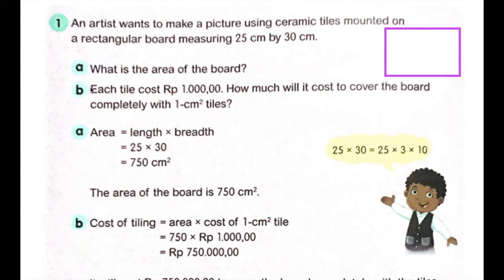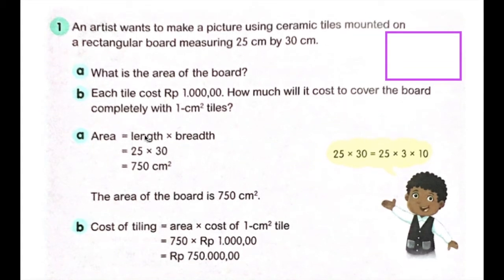Okay. And then, let's just do A first, yeah? The area is length times breadth. So, 25 times 30. This is 25, this is 30. So, 25 times 30, the 0, we cover it first. 25 times 3 will be 75. You put back the 0, becomes 750 centimeter square. So the area is this.